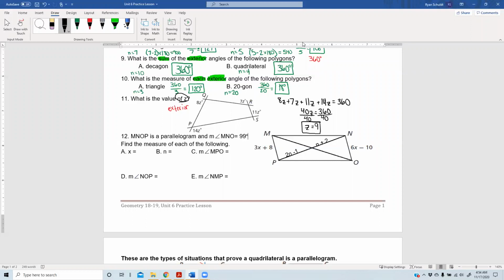Okay, number 12. It says MNOP is a parallelogram and angle MNO is 99 degrees. MNO, so this whole angle right here, is 99 degrees. Well, if we think about our parallelogram properties, that means this opposite angle is going to have to be 99 degrees. That whole angle is going to have to be 99 degrees.